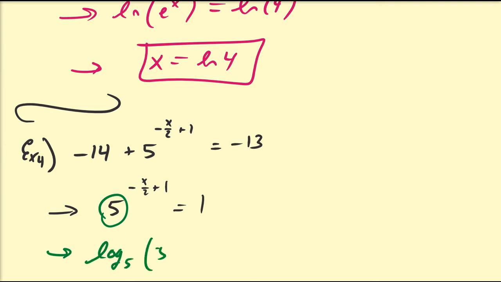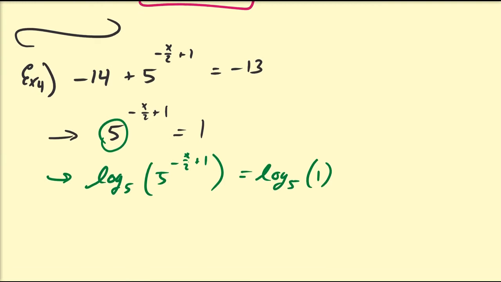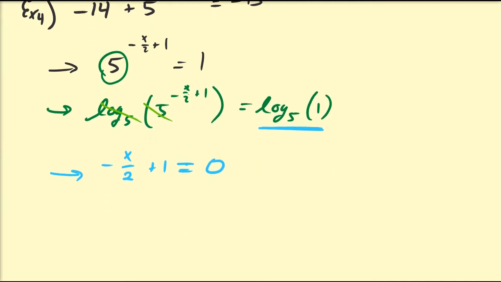So log base 5 of 5 to the negative x over 2 plus 1 is equal to the log base 5 of 1. So as we already know, these cancel. And we're just going to be left with negative x over 2 plus 1 is equal to, and that is a special number, that's just equal to 0. Right? Because 5 to the power of 0 is equal to 1.